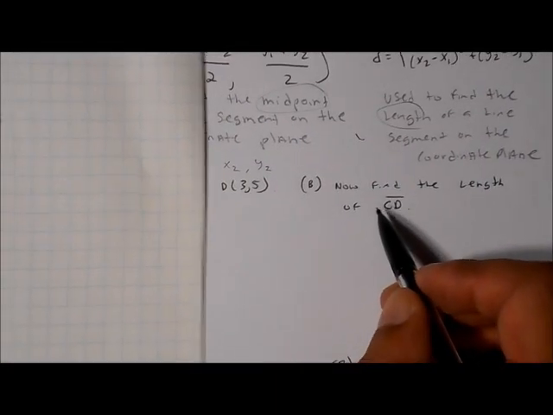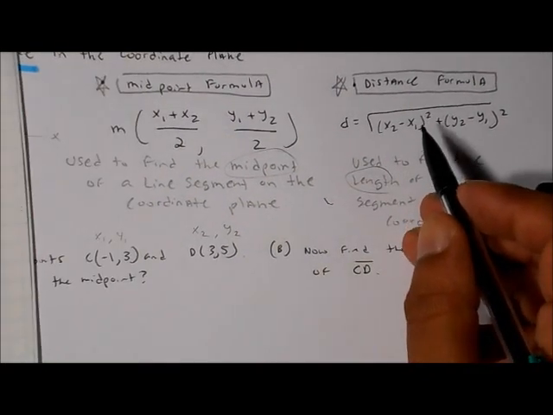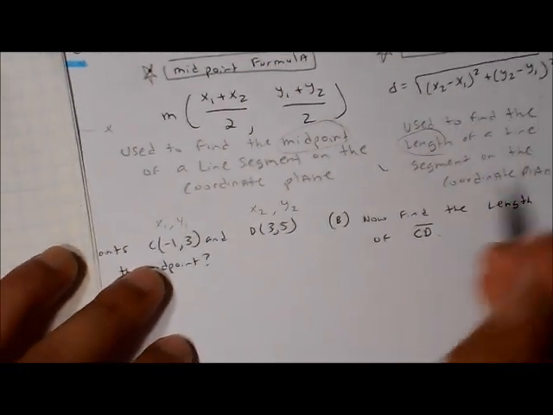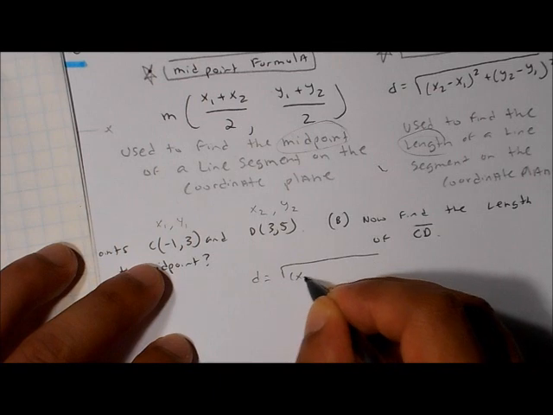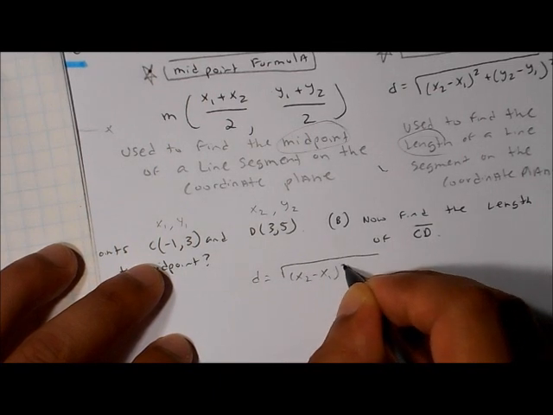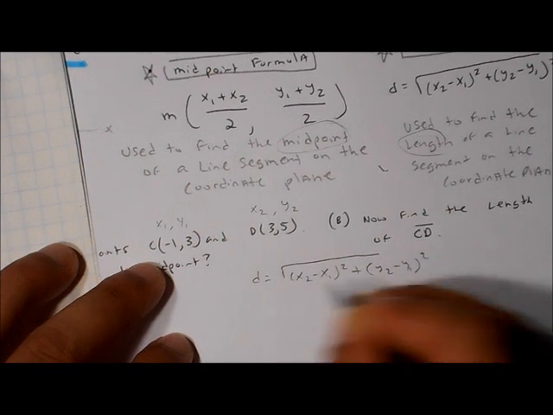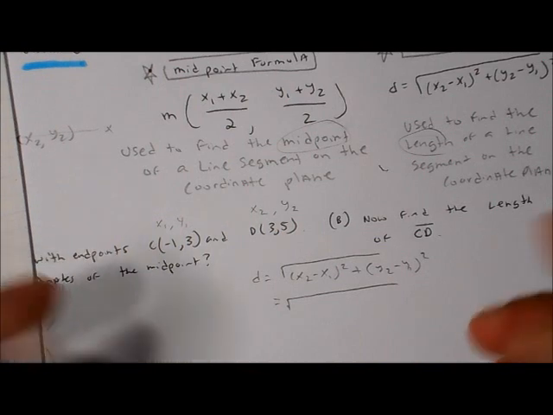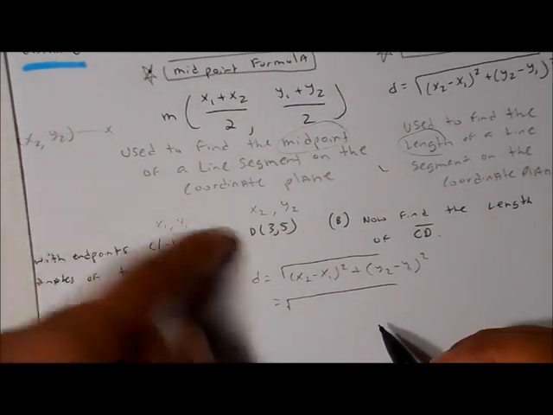Now let's go ahead and find the length of CD. Okay, now which equation are we going to use? Distance formula. Okay, so we're going to go ahead and jot it down. We have d equals the square root of (x2 minus x1) squared plus (y2 minus y1) squared. And all it is, we're just going to identify which one's our first point and which one's our second point, which we already did over here.